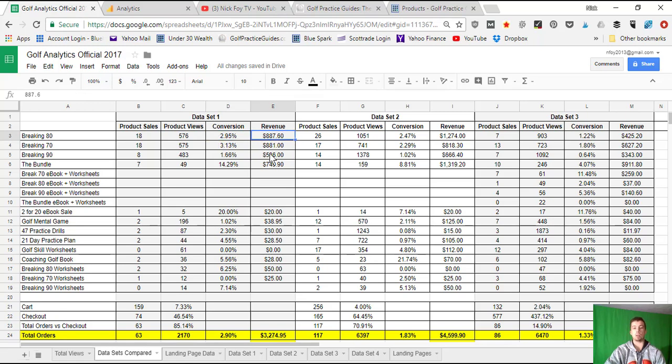So this is going to depend on what your product price is. You can play around with product pricing. So if, in data set 3, I raised prices, that's why you're seeing conversion rates drop. Here I was converting at like 3%, 1.66%. And then in data set 3, I raised up my prices.